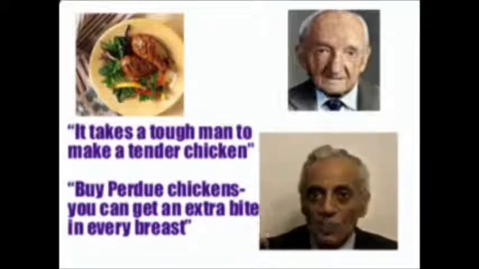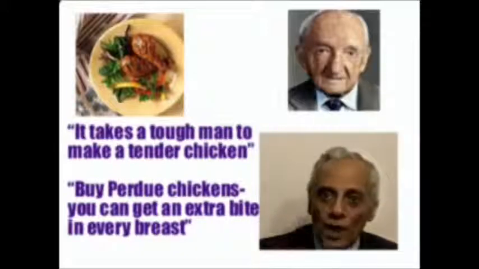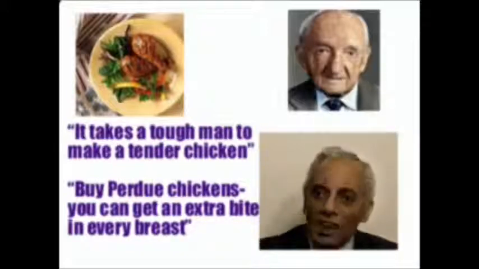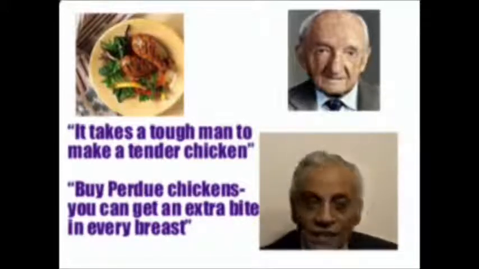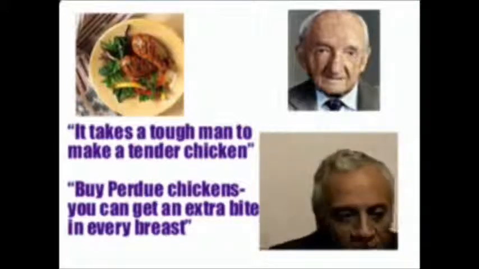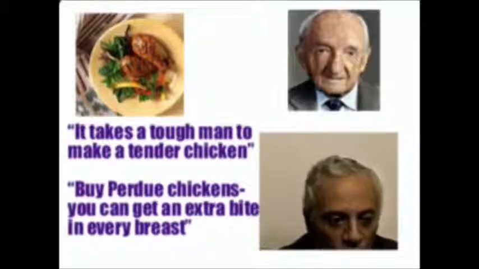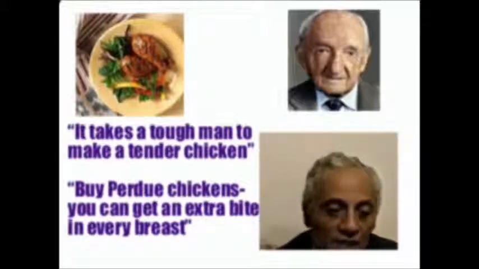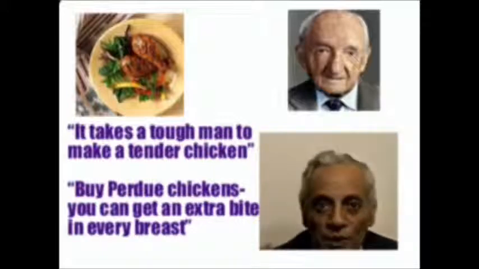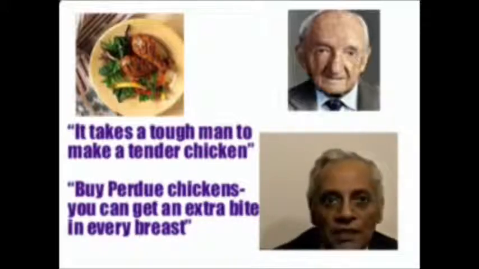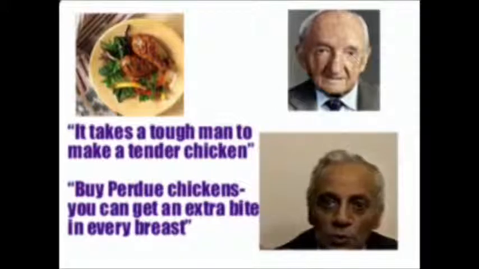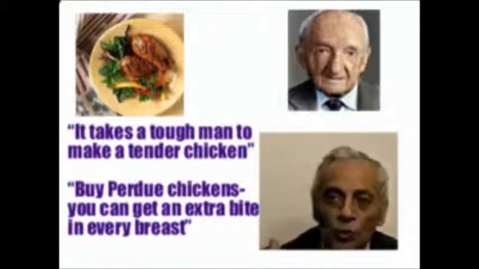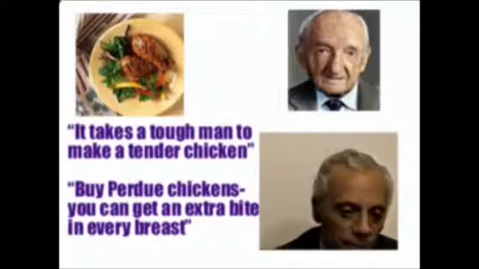As we mentioned before, you must make your consumer and your customer aware of your quality. Drive the consumer. We repeatedly emphasize this issue. These actions have truly improved the perceived quality of Perdue chickens, with promotion and advertising slogans such as "It takes a tough man to make a tender chicken. Buy Perdue chickens, you get an extra bite in every breast." Frank Perdue has turned the chicken from a commodity product into a quality image differential product.